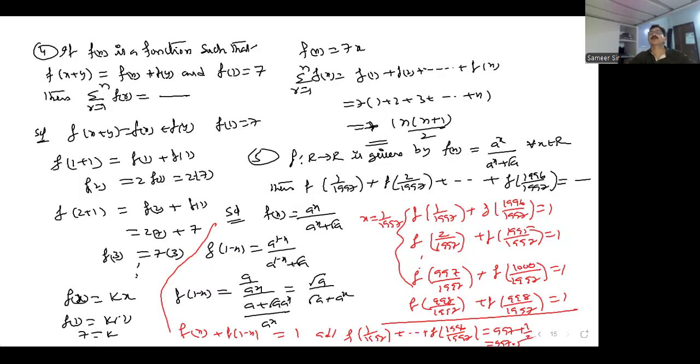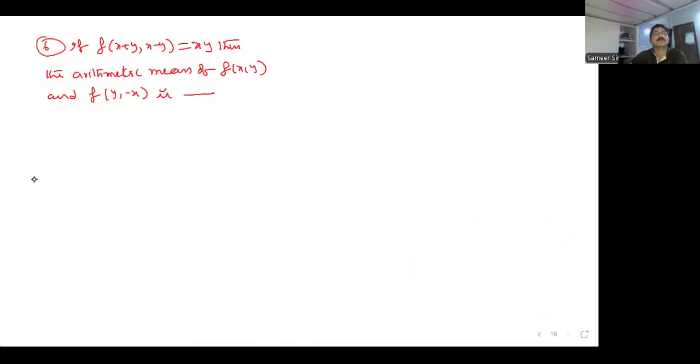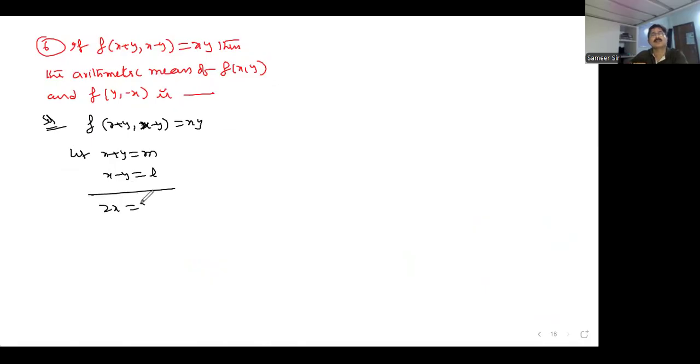Right? So we'll go for the next. Interesting one. f of x plus y and x minus y is equal to xy, he has given. So what I'm doing here, let us assume like this, x plus y is equal to m, x minus y is equal to L. You add here, 2x is equal to m plus L. x is m plus L by 2, we will get y is equal to m minus L by 2. So y is m minus L by 2 we will get.